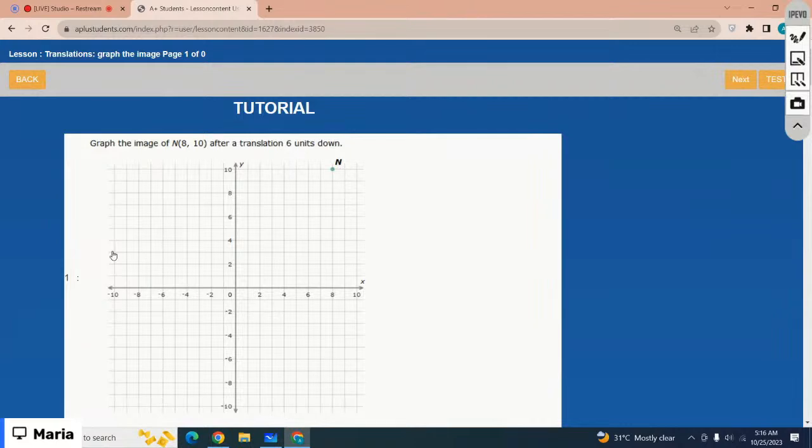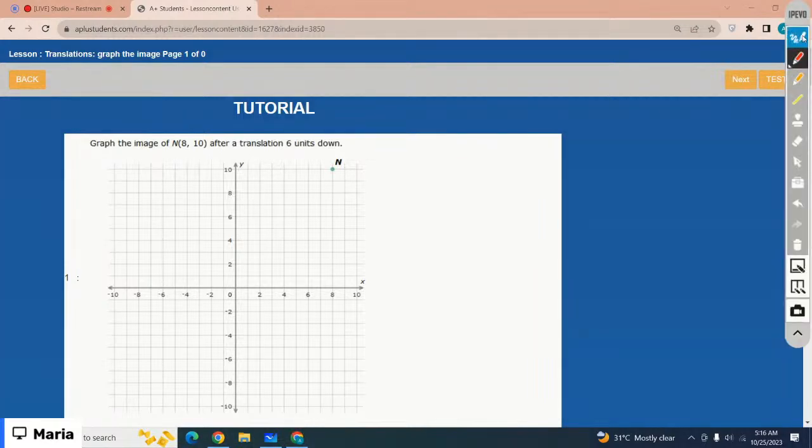So let's see how. Okay, here it is. The coordinates are 8 and 10. You have to move 6 units down. Okay, move 1, 2, 3, 4, 5, 6. Now you are here. Because you moved 6 units down, the coordinates are 8 and 4. Because you just moved down, only the y coordinate is changed, right? So the new coordinates are 8 and 4.